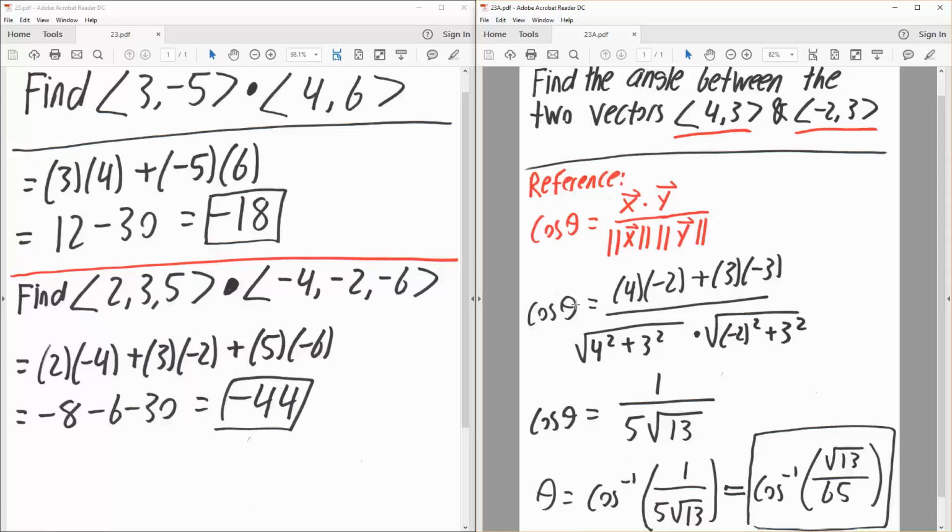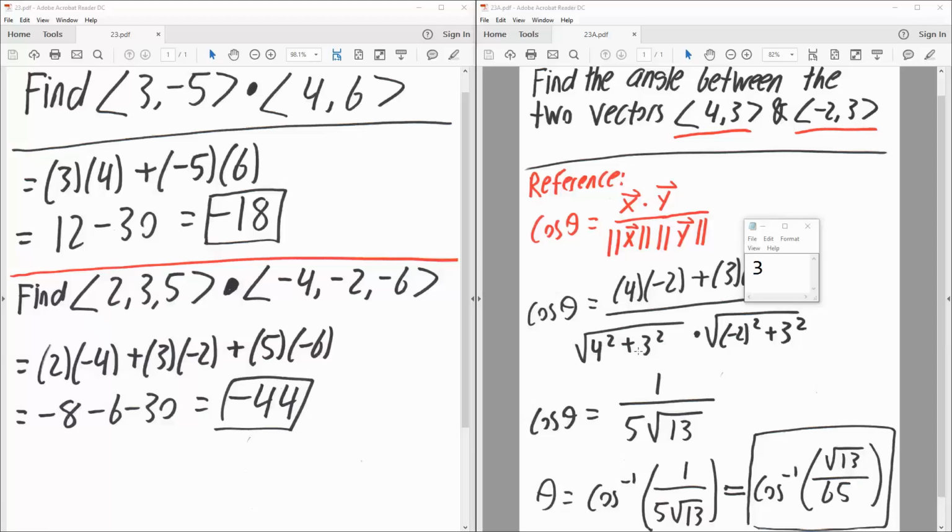And so we can say cosine theta is equal to, so first we do the dot product for the numerator. So we would get 4 times negative 2 plus 3 times 3 and divided by the magnitude of x and the magnitude of y. So the magnitude of this, so the square root of 4 squared plus 3 squared, times the magnitude of this, so the square root of negative 2 squared plus 3 squared. And so 4 times negative 2 is negative 8, plus 3 times 3 is 9. So 9 minus 8 would give us 1, divided by, so 4 squared is 16, plus 3 squared is 9.